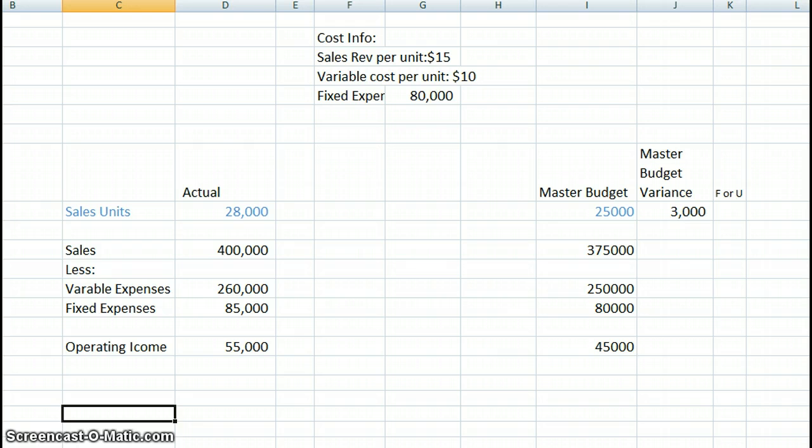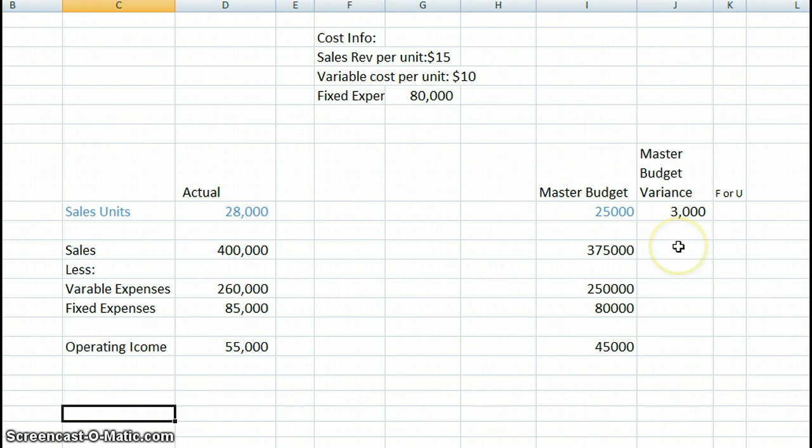Is that variance favorable or unfavorable? Again, this is a unit, and I'm just showing you that so you understand our calculations that will happen later on. But that 3,000 units is really a favorable variance. You sold 3,000 more than budgeted. Now let's do the real variances for our dollar amounts.